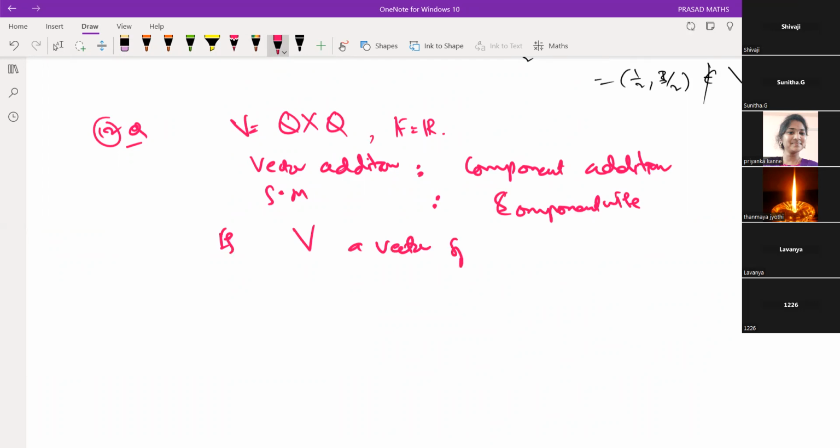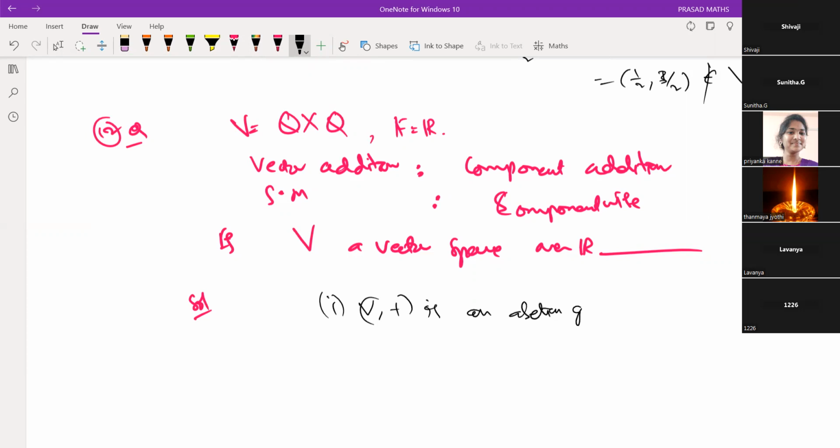Check once again. No. There is no problem with V being an abelian group. There is no problem with this. It is an abelian group, no doubt, because Q is actually a field. So there is no problem. So what is the problem? It is with the second property.